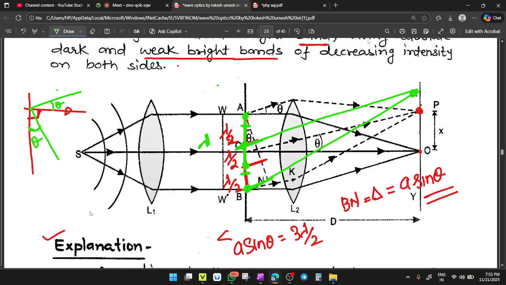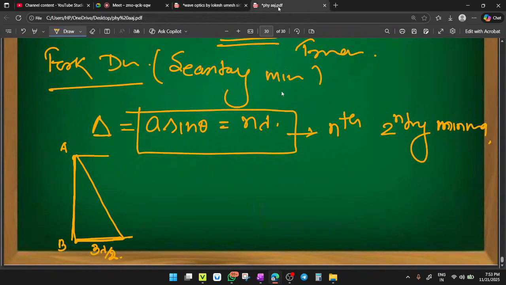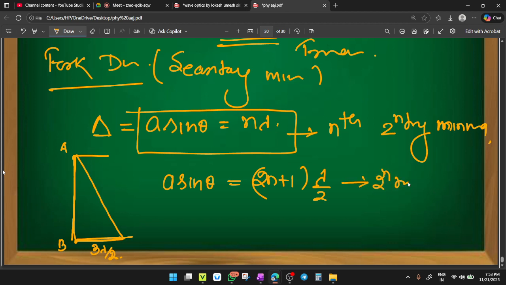Clear? Means for a sine theta equals 3 lambda by 2, means odd times of lambda by 2, or you can say a sine theta becomes 2n minus 1, 2n plus 1 lambda by 2. A sine theta equals (2n plus 1) lambda by 2. Odd lambda by 2, you will have secondary maxima. Clear or not clear? You will have your secondary maxima.